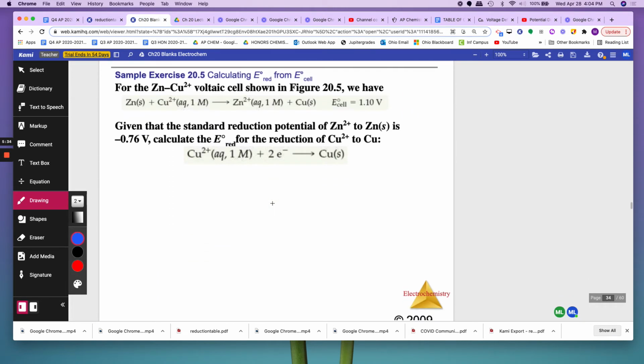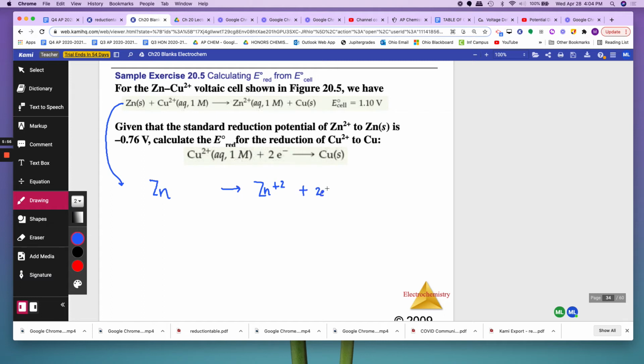Okay, let's do an example. It says for the zinc-copper voltaic cell shown in figure 20.5, we have this reaction right here. Okay, so you have zinc. I'm going to break this down so I can understand it myself. Zinc is becoming zinc plus 2. So what's happening to zinc? It is giving away 2 electrons. You can see that, right?